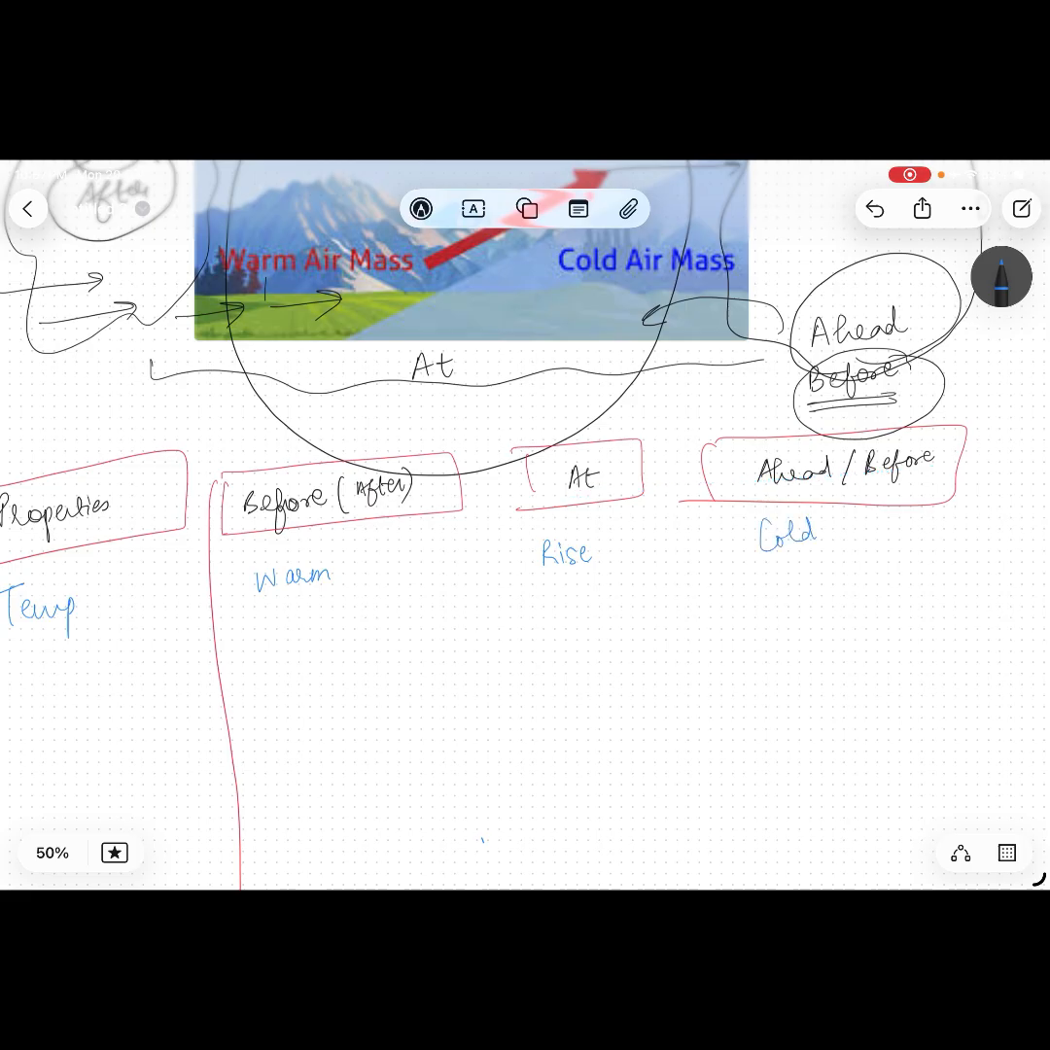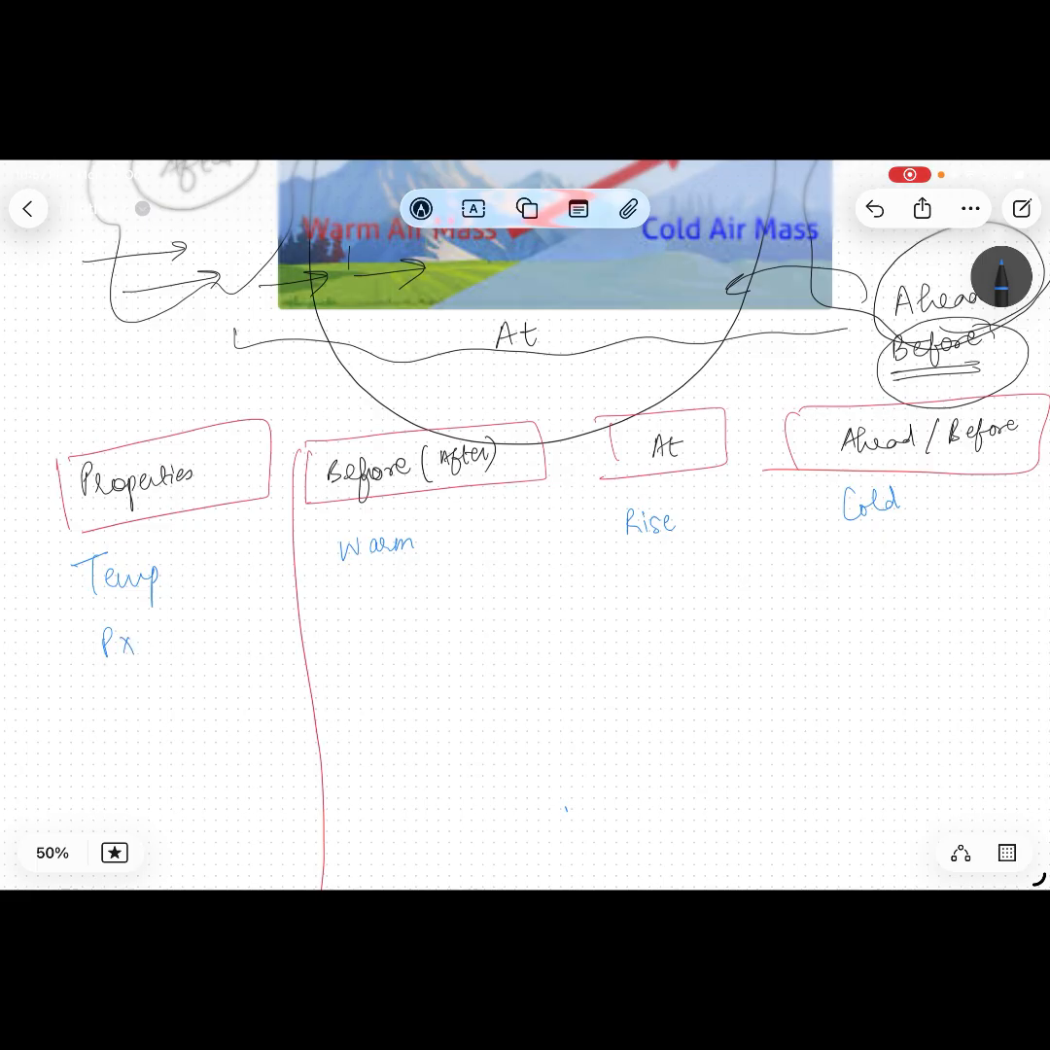So this is how the temperature is. Now when we talk about pressure, why is the pressure high? Because it's moving from high to low. It is moving in the lower direction. So this is rising pressure, basically high.